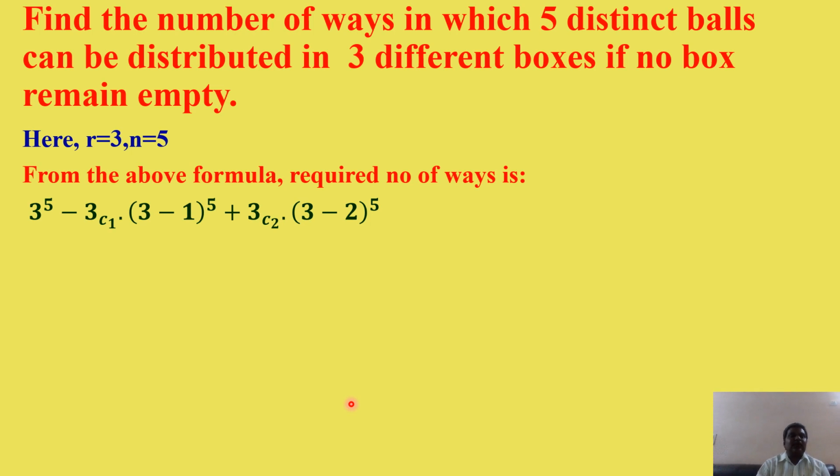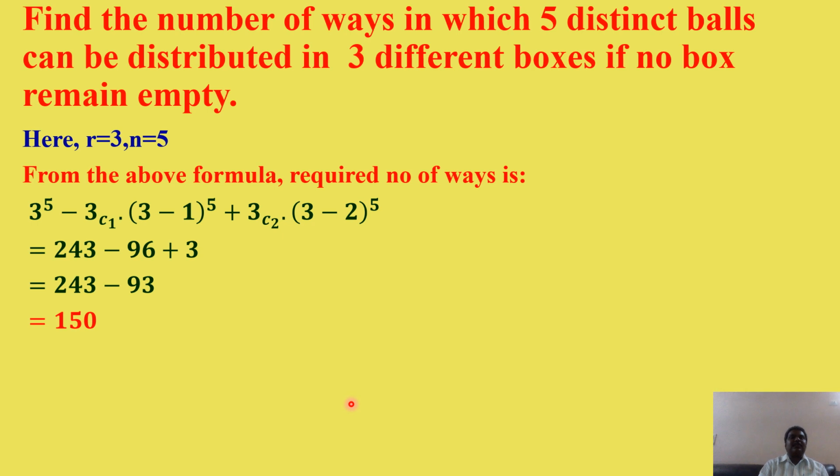3^5 minus 3C1 into (3 minus 1)^5 plus 3C2 into (3 minus 2)^5. You may solve this problem by using other methods, but we are discussing the inclusion and exclusion concept today. That is why I am choosing this method. On simplifying, we get 243 minus 96 plus 3. It is nothing but, I think, 150. So 243 minus 93, that is 150.